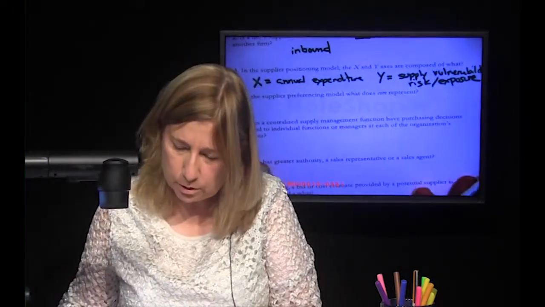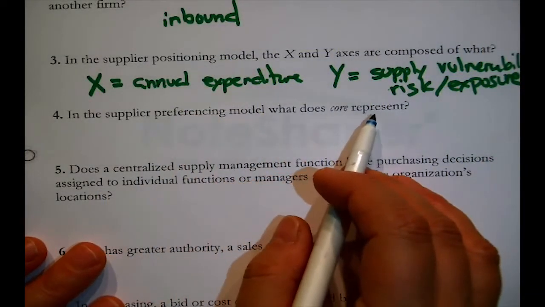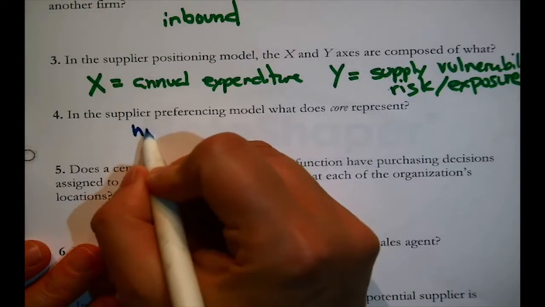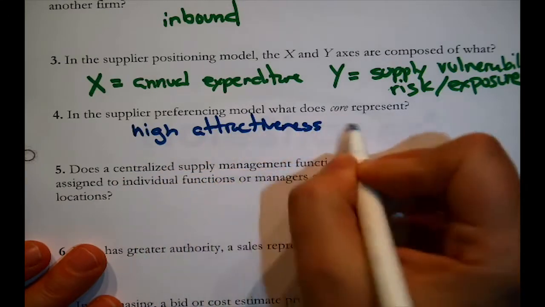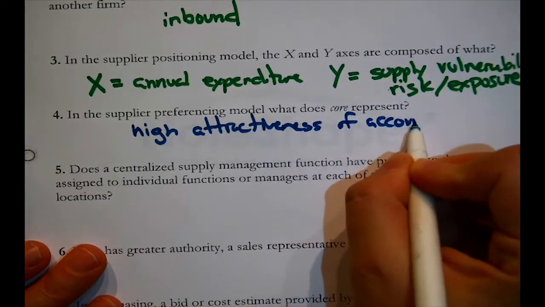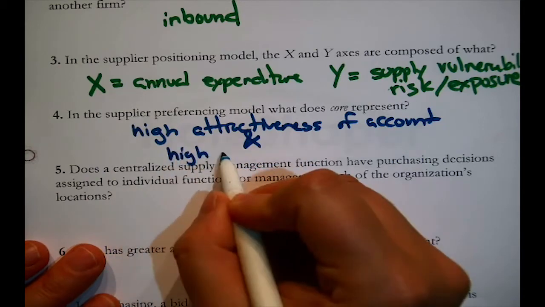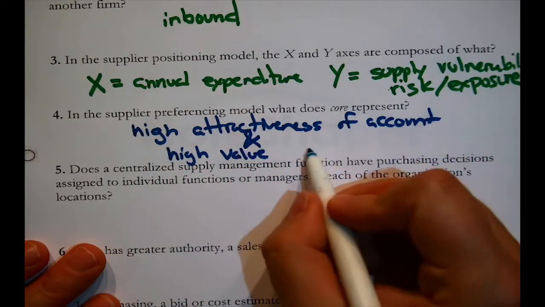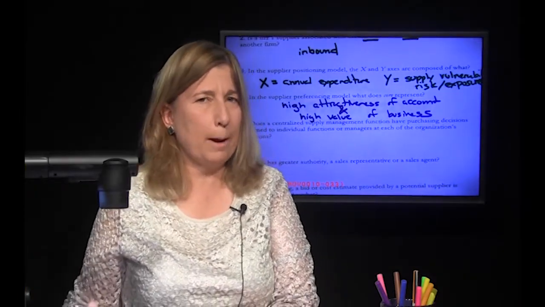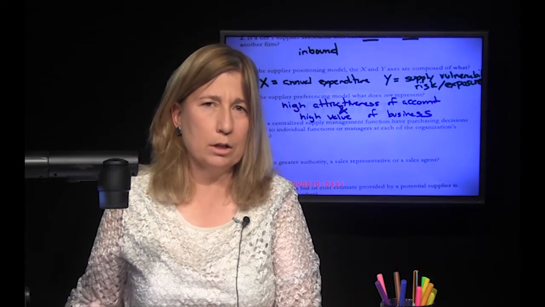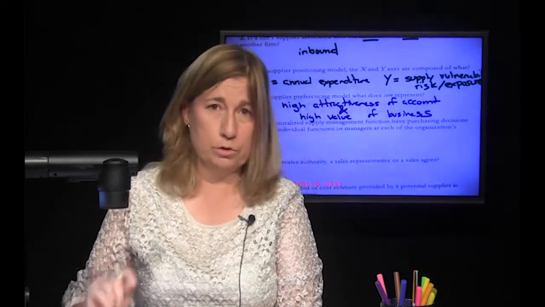Now, next minute answer question, supplier preferencing. The supplier preferencing model, what does core represent? Core represents high attractiveness of account is what I'm writing, and simultaneously, because it's another 4-box model, high value of business. Because unlike the similar sounding supplier positioning model, the supplier preferencing model is a map that you use to categorize potential suppliers. They would consider you core if those two things were true.